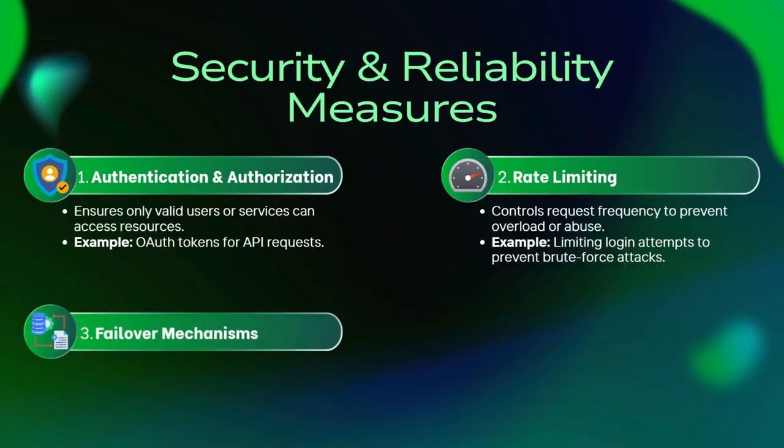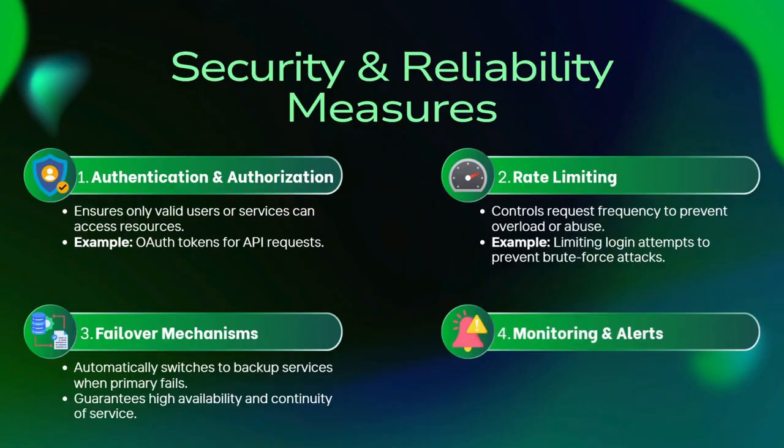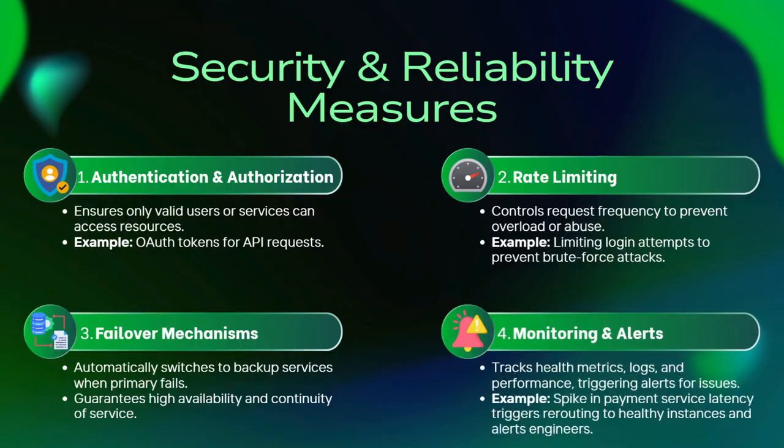Failover mechanisms. Automatically switches to backup services when primary fails. It guarantees high availability and continuity of the service. Monitoring and alerts. It tracks health metrics, logs, and performance, triggering alerts for issues. An example can be a spike in payment service latency triggers rerouting to healthy instances and alerts engineers.